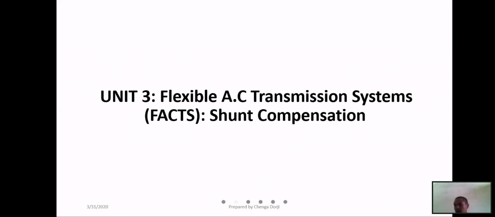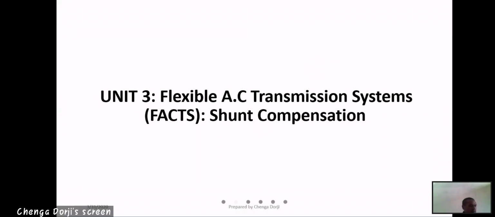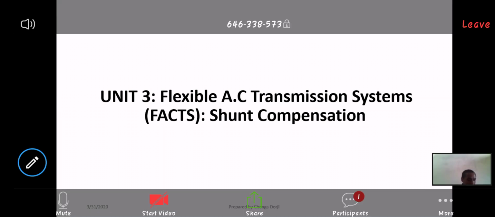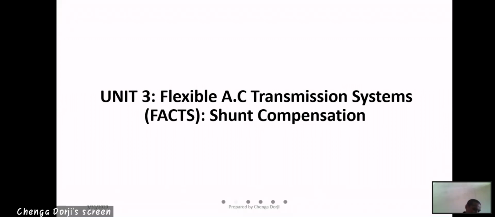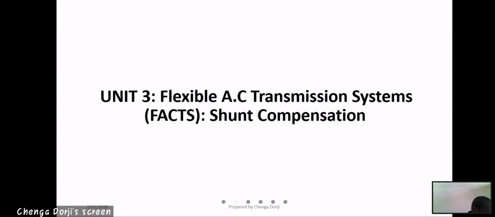What does it do? Current injection, voltage injection, what does it do to the line? Current, sir. It will inject current to the system. Yes, shunt injects current to the system, not voltage. Okay, so current it will inject.